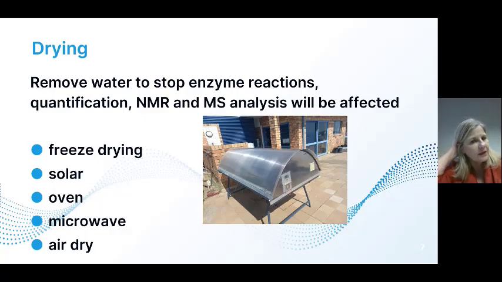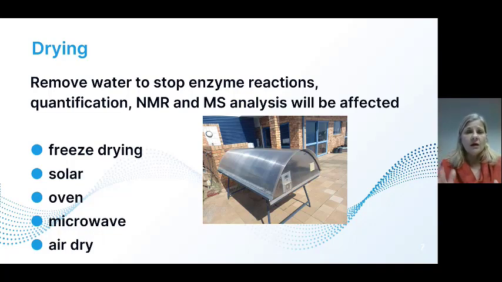The next step would be drying, and in the drying step we are removing water so that we can stop enzyme reactions. You remember I said if we get the plant, we immediately freeze it, but the next step would be a freeze drying step, where you would remove water. You want to remove the water so that you can stop enzyme reactions, because your enzyme reaction would take place in an aqueous medium.